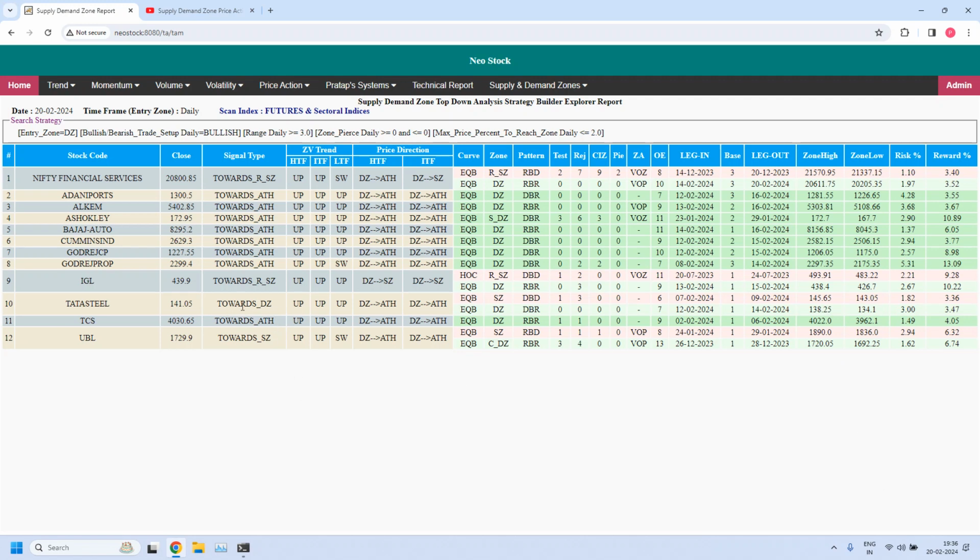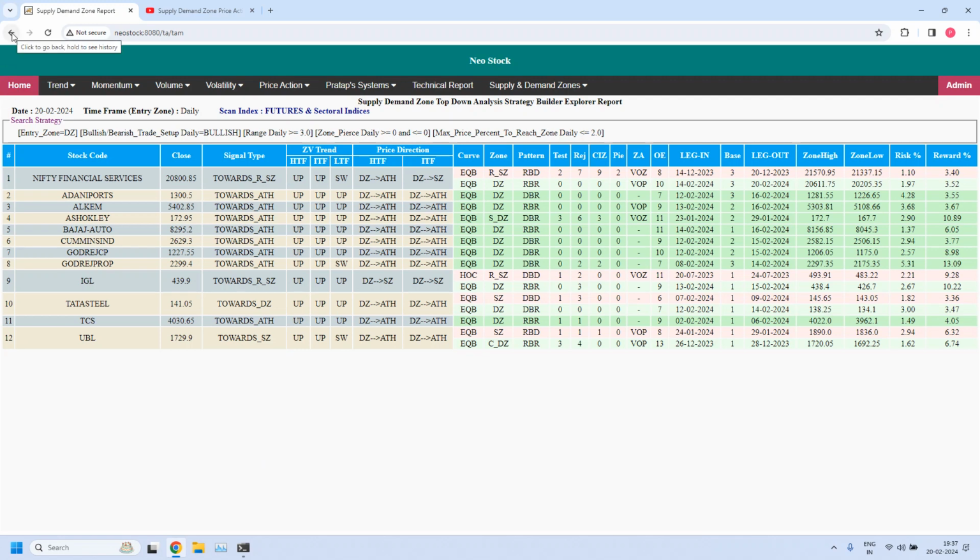So currently, this is the only stock whose current LTF price direction is towards the demand zone. Remaining all are either moving to a supply zone or at all-time high. But please remember, it doesn't mean you won't get an entry. As I told you earlier, they may temporarily change direction tomorrow due to market conditions or volatility in the market. If that is the case, we may get an entry in one of these stocks.